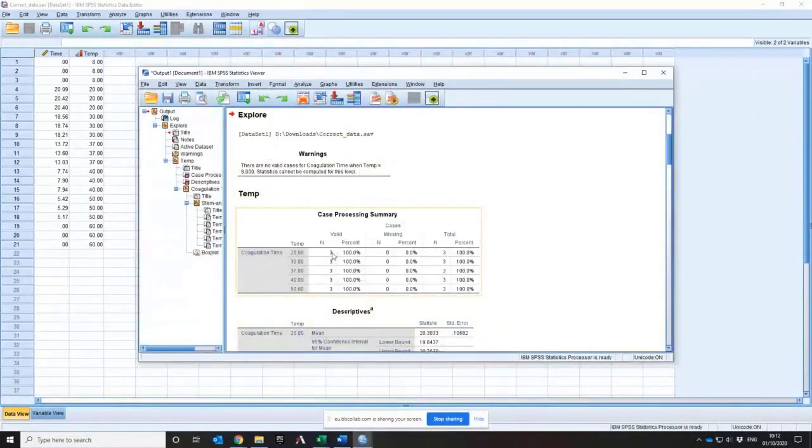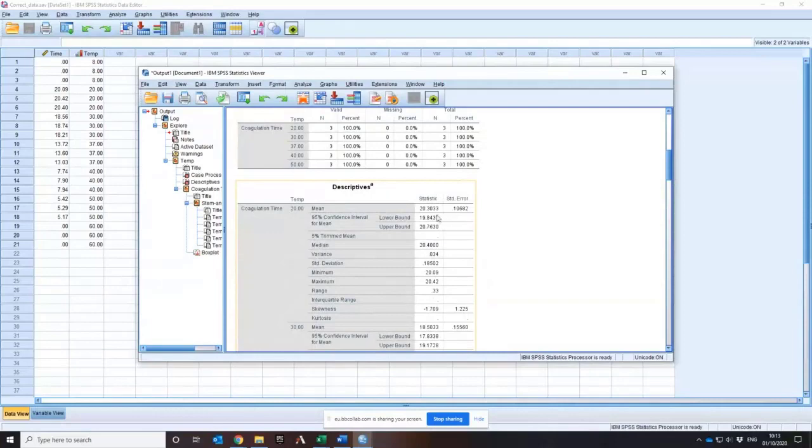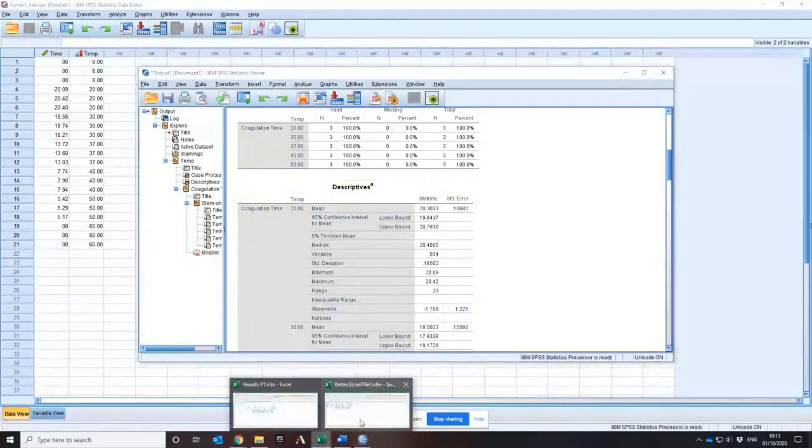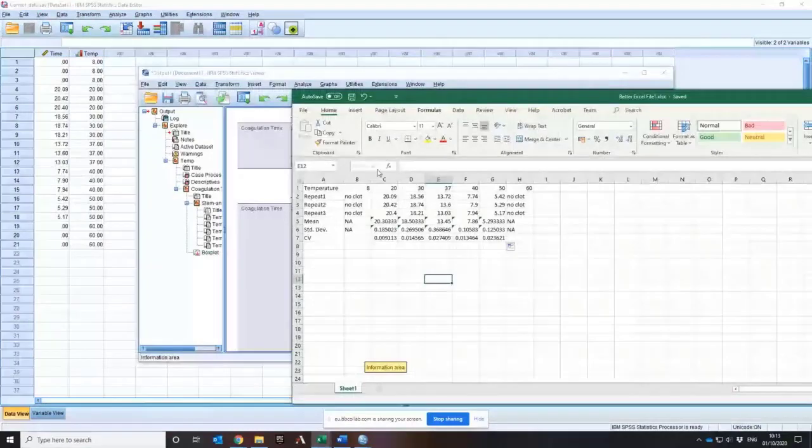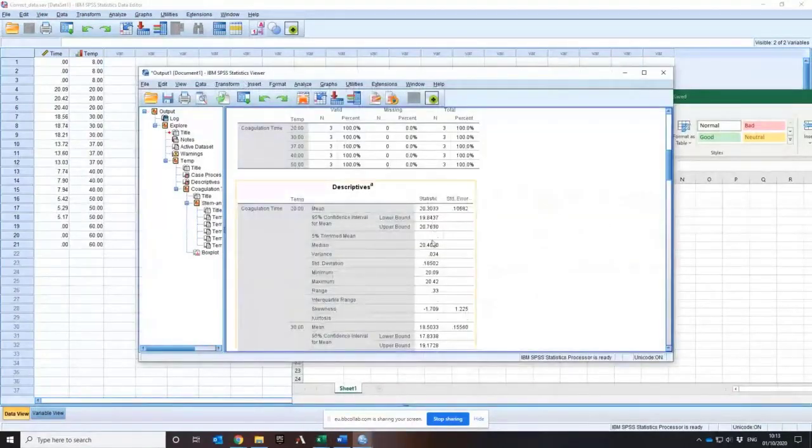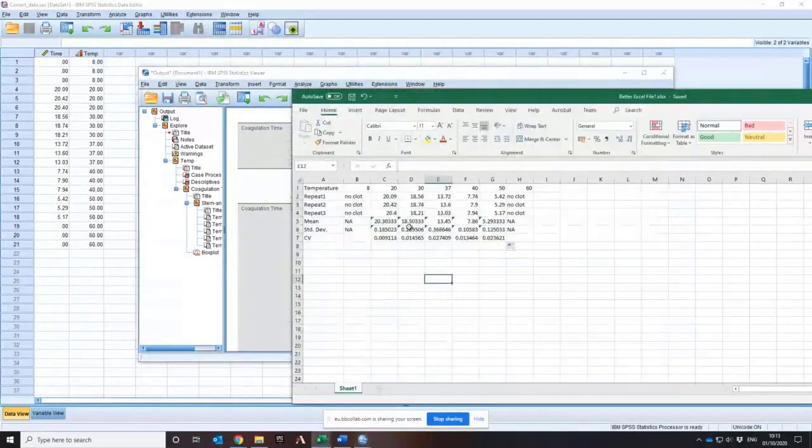It reports what it's done. So it says there's 3 values for each of the different temperatures. It should have told me, well, it's removed all of the cases for 8. So they didn't calculate anything. It should also have removed all the cases for temperature 60. Yes, they don't occur in the data table. And it says mean 20.3033. And I've got my file. What do I get? 20.3033. Standard deviation in the table is 0.18502.